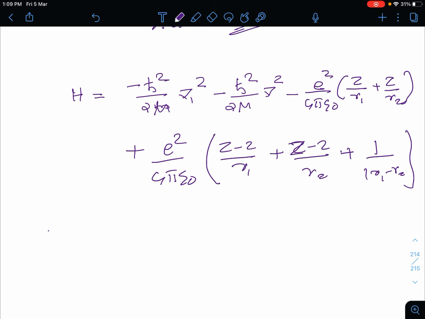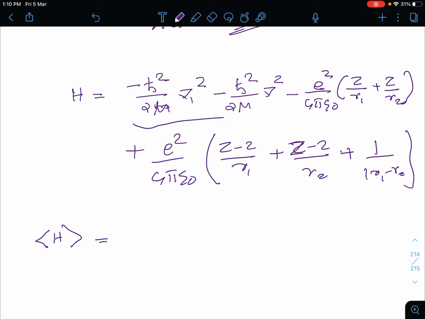Now the Hamiltonian expectation value, when you do the expectation value, you will be getting that as the first term.